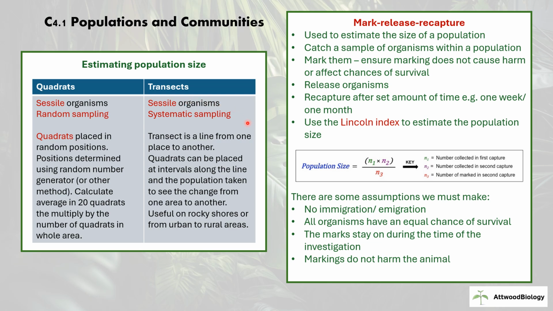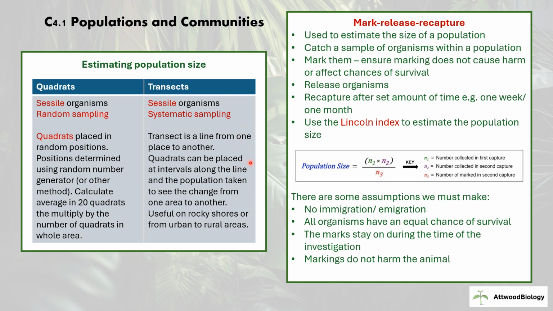Transects. Transects are a line that go from one place to another. Now you can have a line transect or a belt transect. A line transect is literally just a line. A belt transect is where you have an area in between two lines that you're going to sample. Again, we're going to sample sessile organisms, so ones that aren't going to move very much, but this is going to be systematic sampling. So we're going to sample at specific points along that transect.